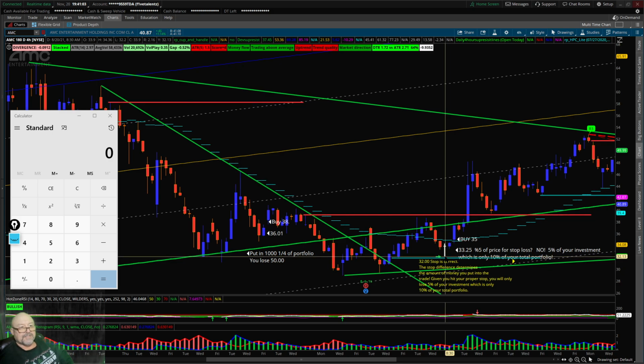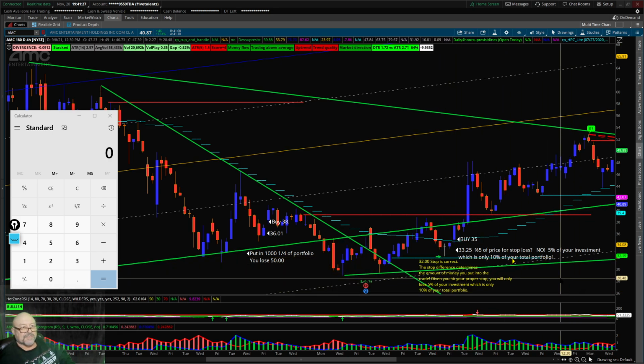Now for this example, I would go just under that support line, and let's just say it's $32. This is the $32 line. Well, Ron, that's more than 5%. Hold on. The $32 is the correct stop loss. So the stop difference determines the amount of money you put into the trade. Given you hit your proper stop, you would only lose 5% of the investment, which is only 10% of your total portfolio.